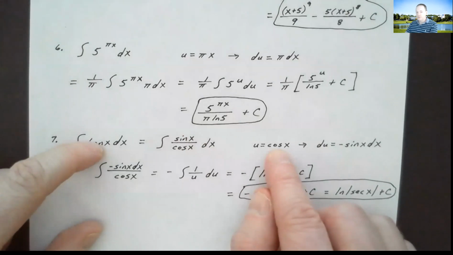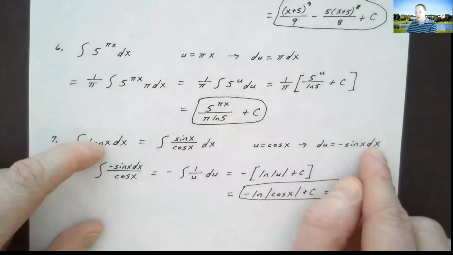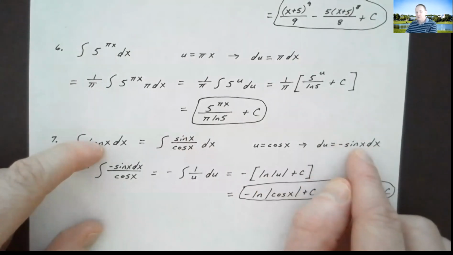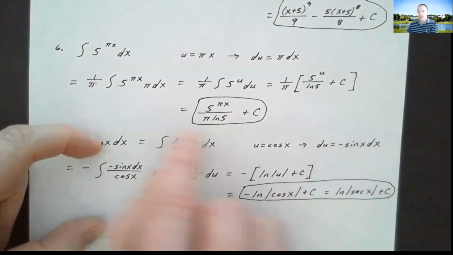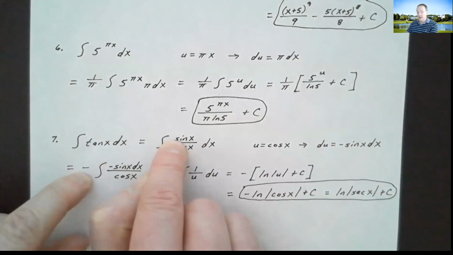Well, the derivative of cosine x we know is the negative sine of x with respect to x. I don't have a negative sine x in the problem. No big deal. I multiply the inside by a negative. I make up for that by multiplying the outside by a negative.